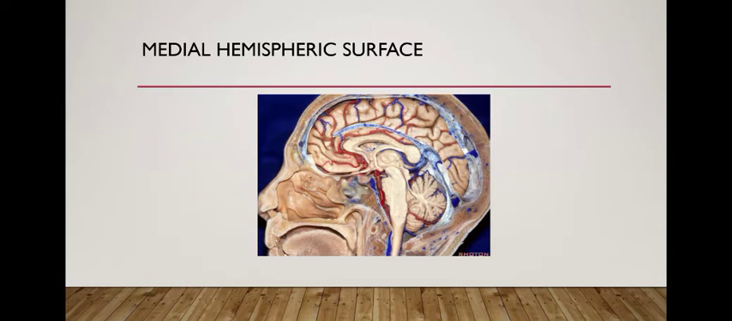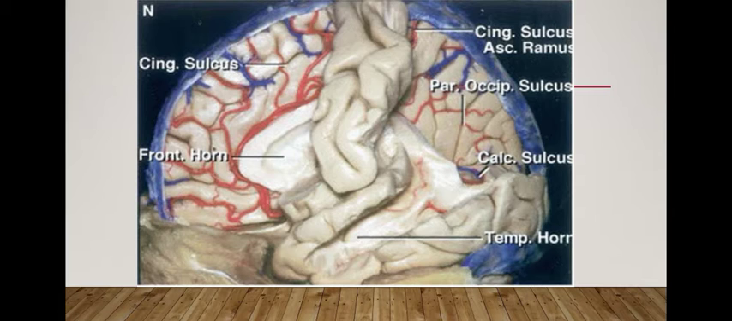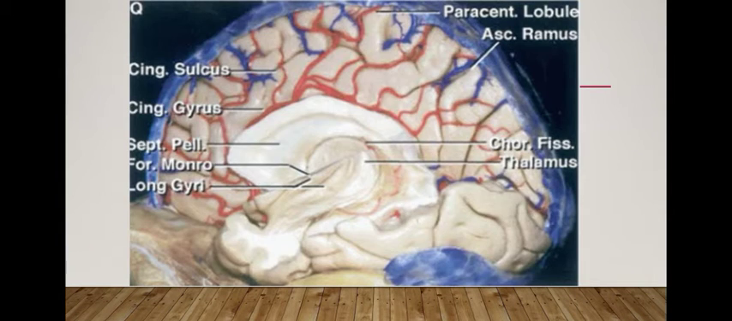Moving on, we have the medial hemispheric surface, which now we are going to talk about. This is the dissection we are continuing from the previous picture. This shows the frontal horn and the atrium, and the temporal horn of the lateral ventricle has been shown to reside within the temporal lobe. So if we further dissect it away, we remove the falx cerebri, we can now appreciate the medial surface of the cerebral hemisphere. Within this medial surface, there are various structures.